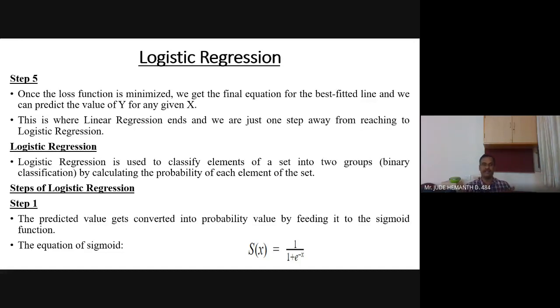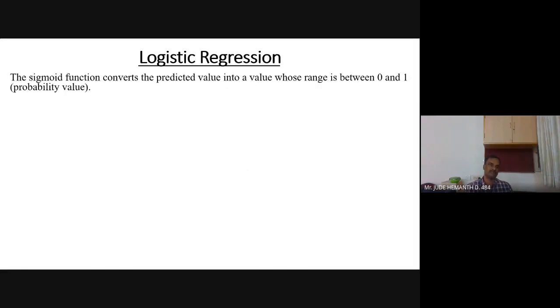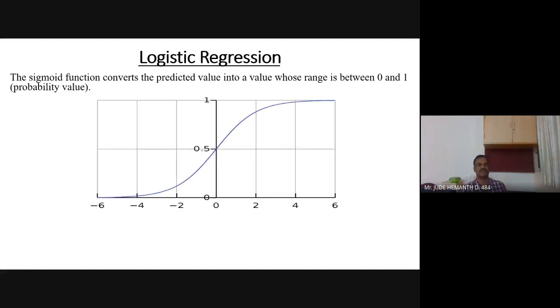Right? So for a specific x, you are getting a specific y. Now for that specific y, you are going to have a probability value. Okay? So the sigmoid function converts the predicted value into a value whose range is between 0 to 1. That is what we call probability.